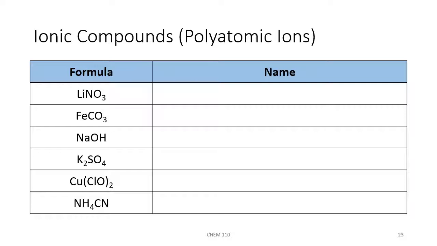We're given the formula here and we're asked to supply the name, LiNO3. The first thing you want to recognize is that this formula contains a polyatomic ion. This NO3 group comes together as a unit, which is what our polyatomic ions are. So first we name the metal. The metal is lithium. And next we name the polyatomic anion, and we don't change the suffix. NO3 is nitrate.